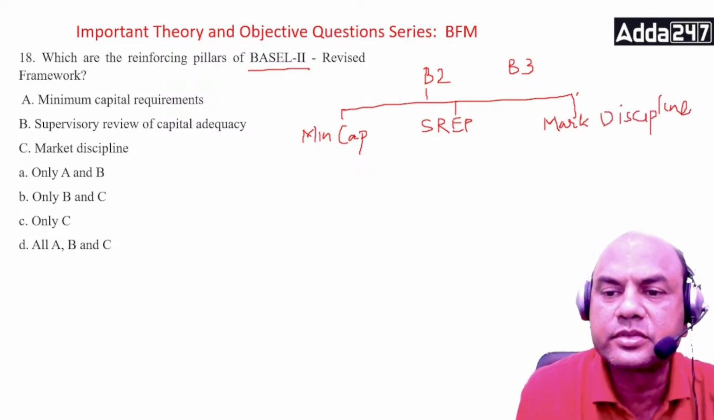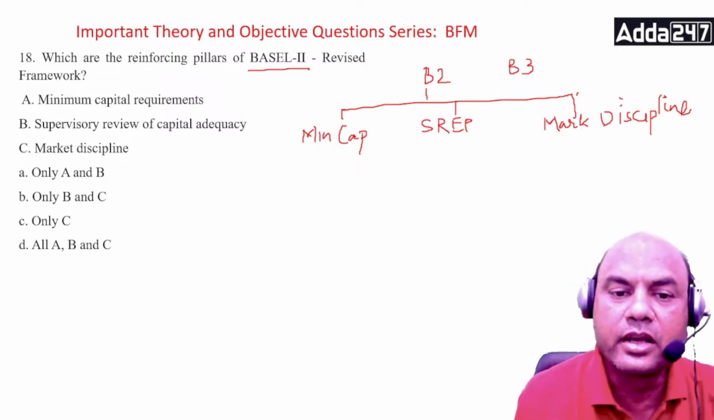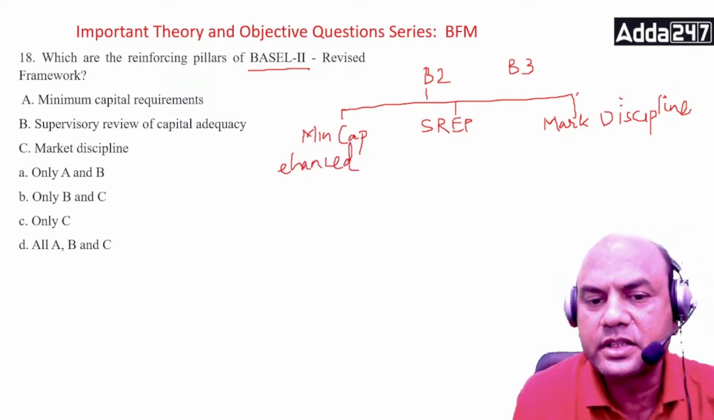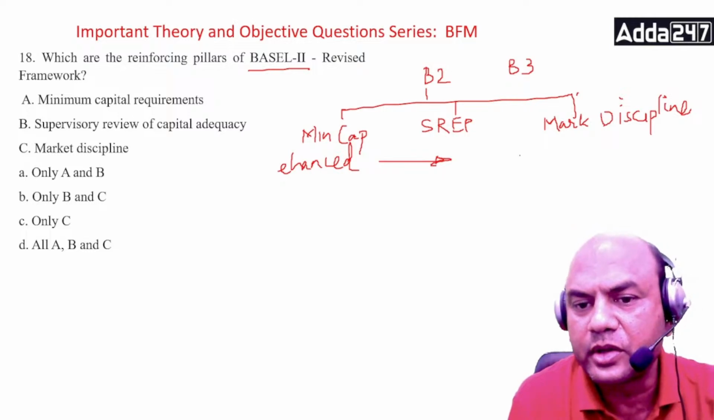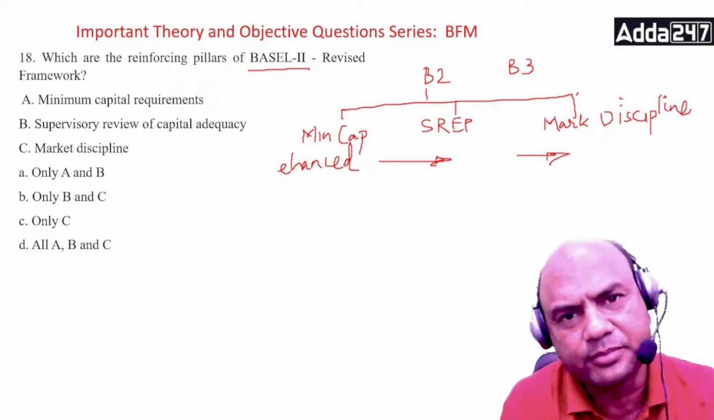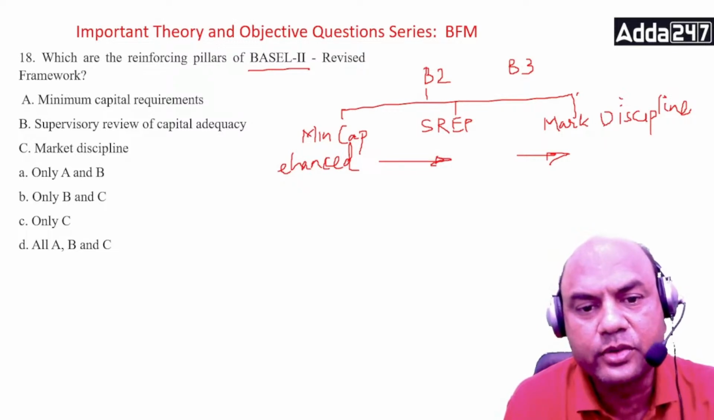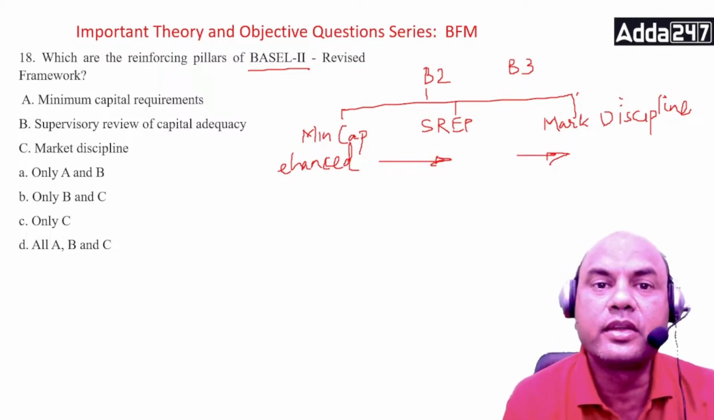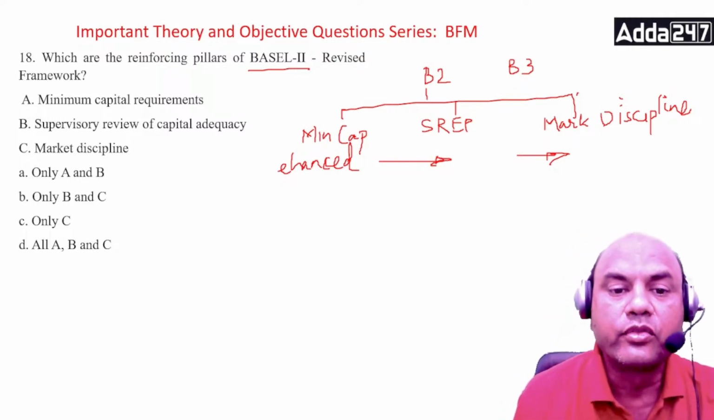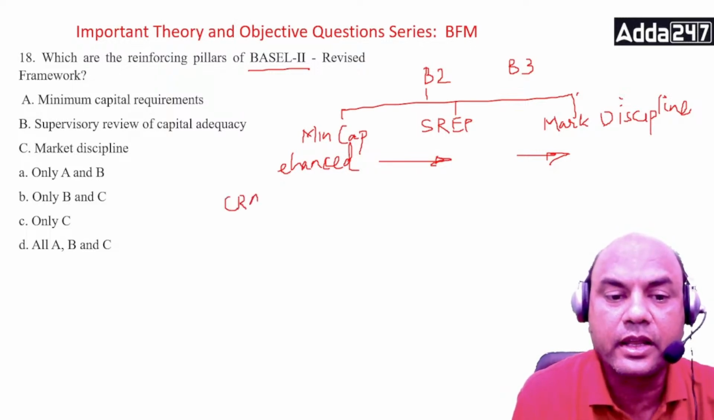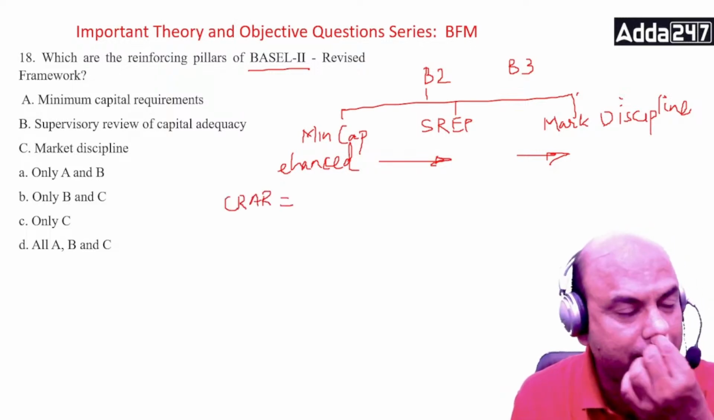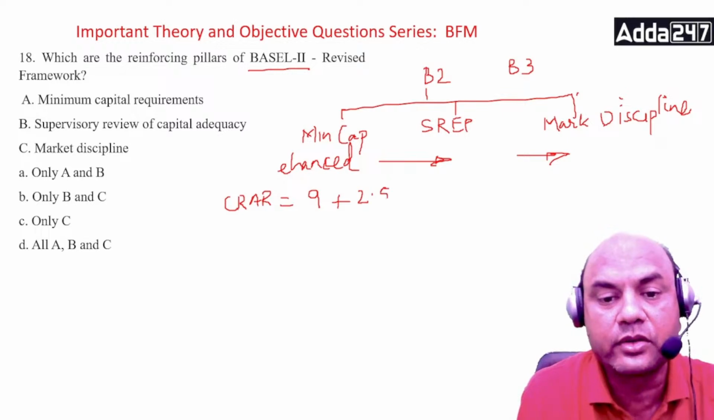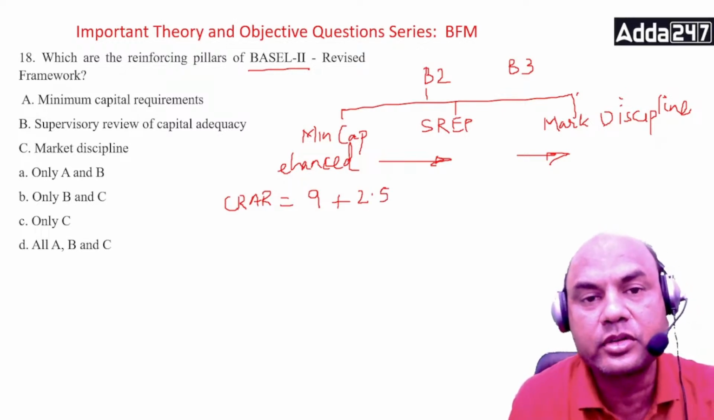If I use this for Basel 3, they are same. But here only the word enhanced is added. Everywhere enhanced. Remaining thing is same. Why have they used the enhanced word? Enhanced is used because they have added various ratios. For example, in your CRAR, for Basel 2 it was roughly around 9%. Now they have added this buffer also, 2.5%. So it is now 11.5. CCB, capital conservation buffer.